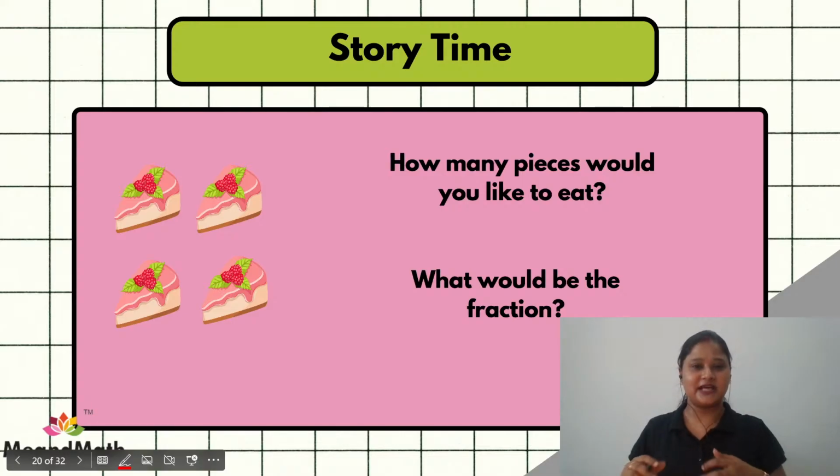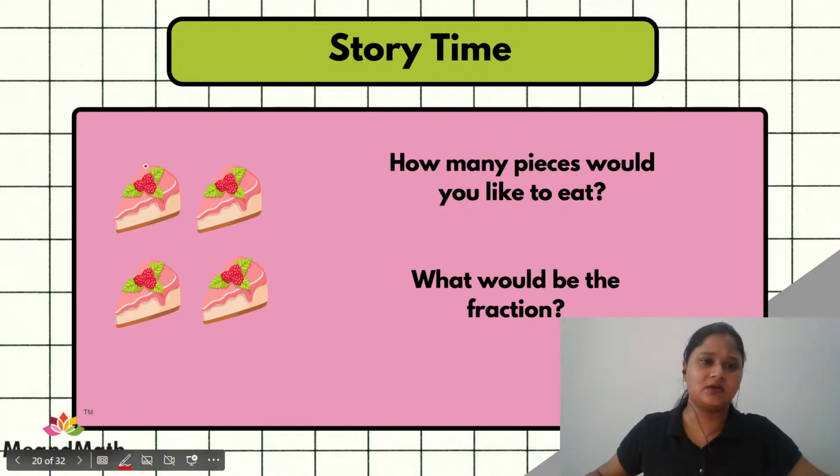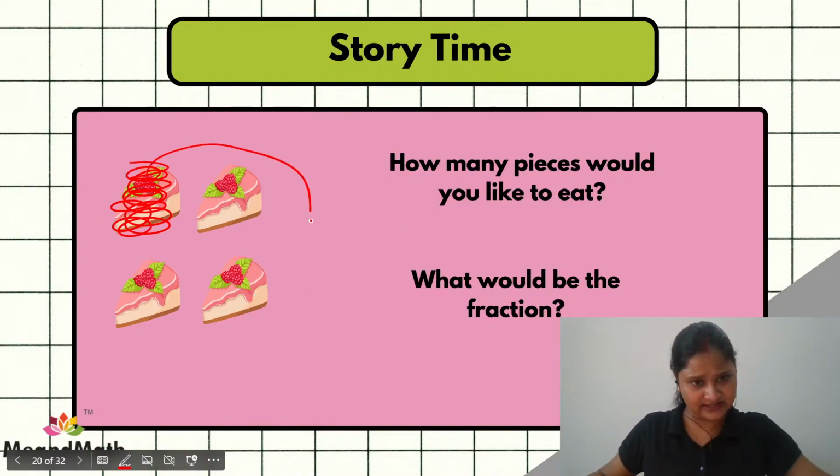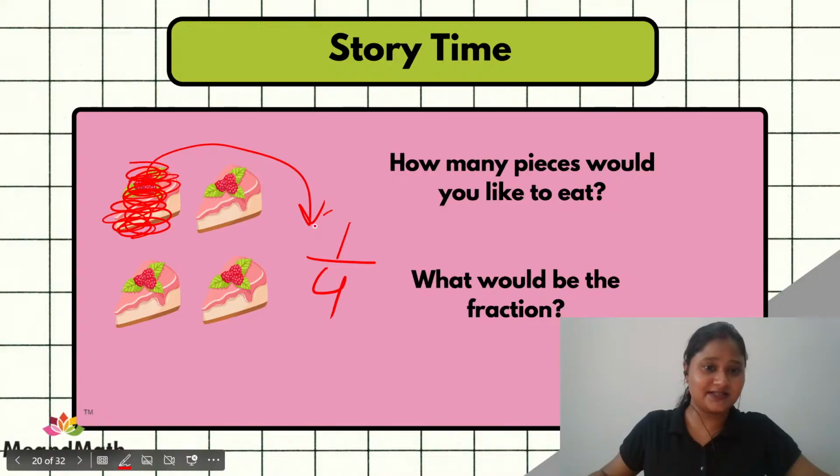Okay. Story time. How many pieces would you like to eat? Come on. How many pieces would you like to eat? Suppose I want to eat just one piece. Okay. What would be the fraction? How many pieces I have eaten? How many pieces I actually had? If out of these pieces I had only one piece, so what is the fraction? Very good. One piece out of four pieces. So it is 1/4.